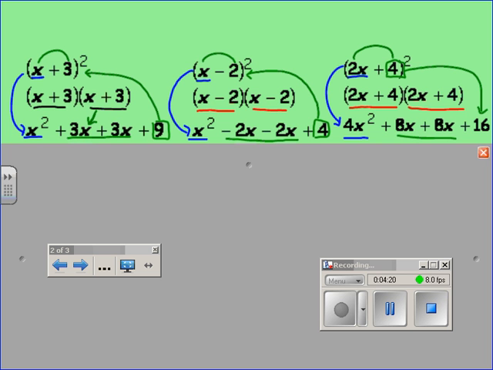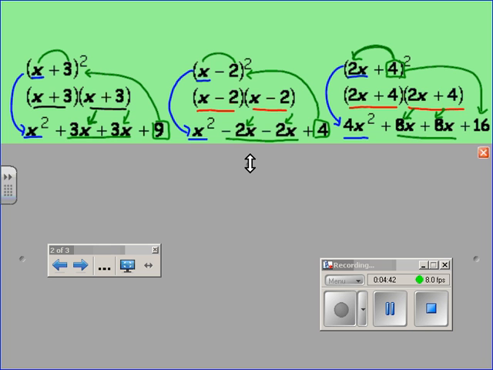X times 3 is 3x. And again, that middle term is repeated. -2 times x is -2x. And again, it's repeated. 4 times 2x is going to be 8x. And again, it is repeated.